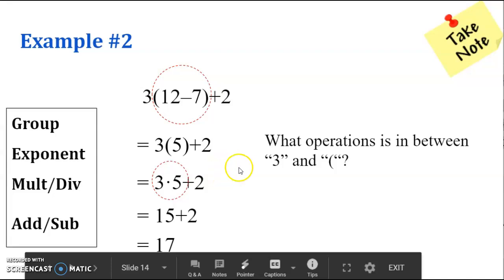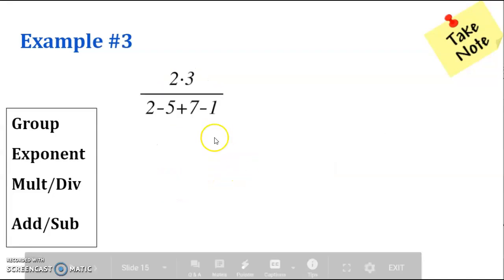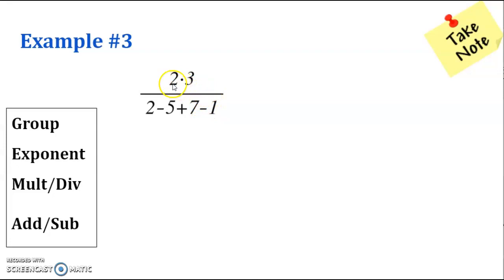Okay, let's do another example. All right, so then 2 multiplied by 3 over a fraction line, 2 minus 5 plus 7 minus 1. That looks a little bit more complicated, right? So how do we deal with it? Well, what do we see? Remember what we said about this line? It's called the fraction line, and it is a grouping symbol. Okay, so what we're saying is this is one group, this is another group.